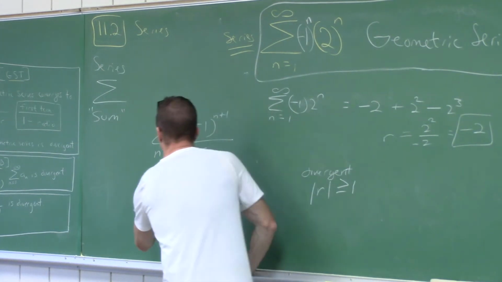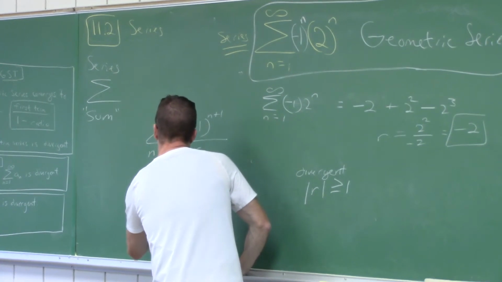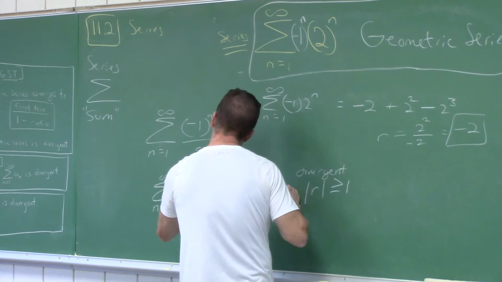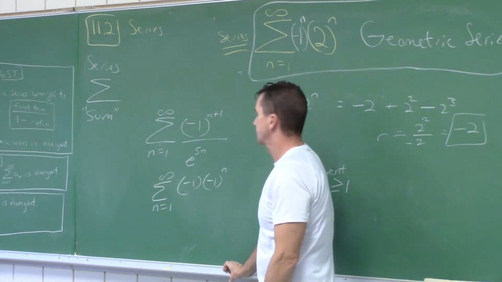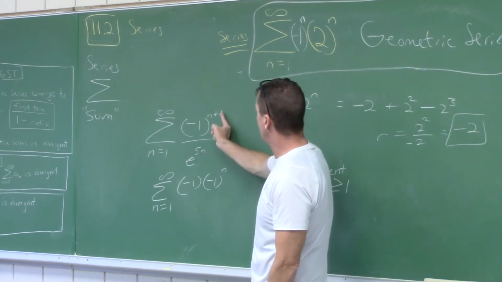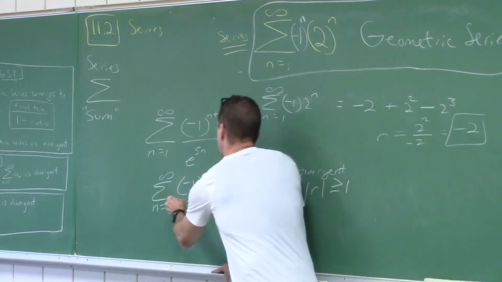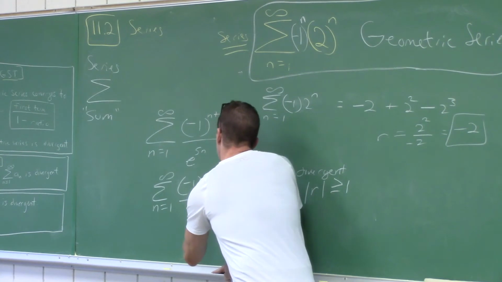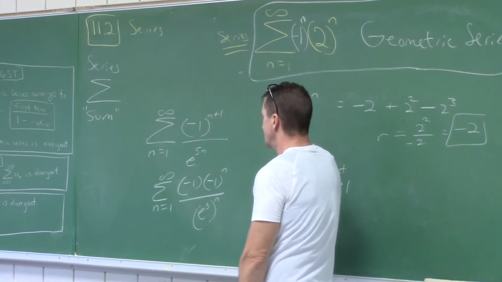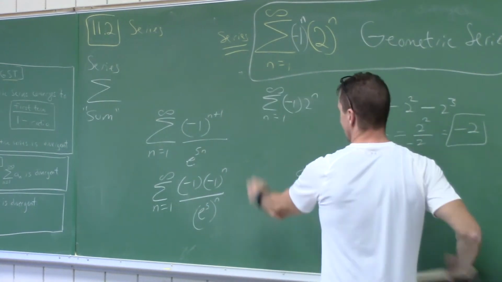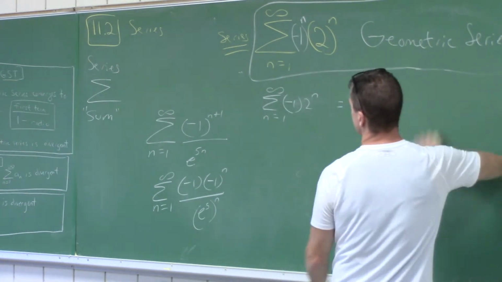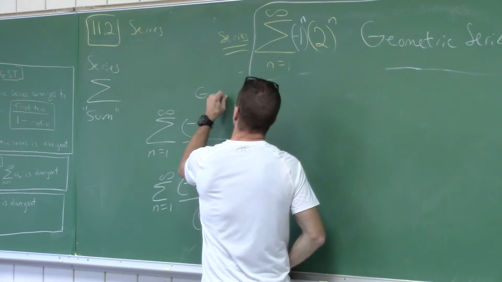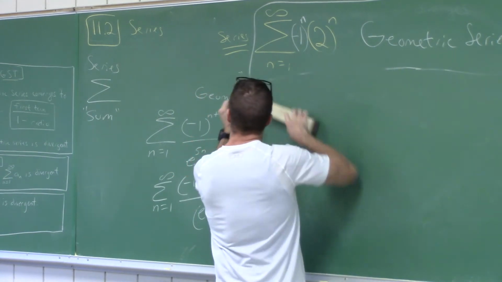This is equal to, I want you to see why, negative 1 to the 1 times negative 1 to the n, over e to the 5th raised to the n. So you know what you have? In this case, I'll erase all this. I just want to point out this is a geometric series.